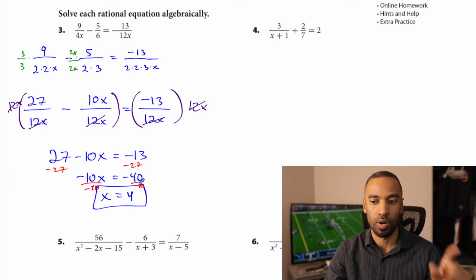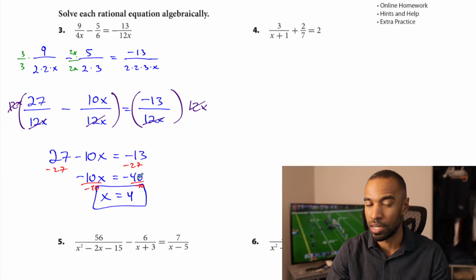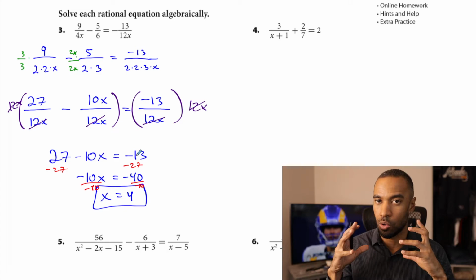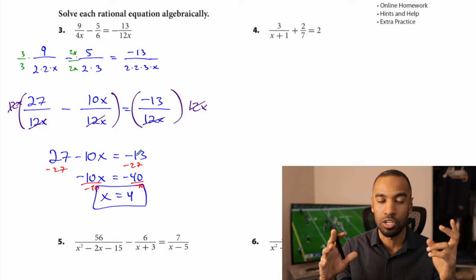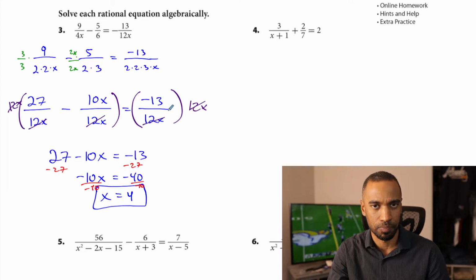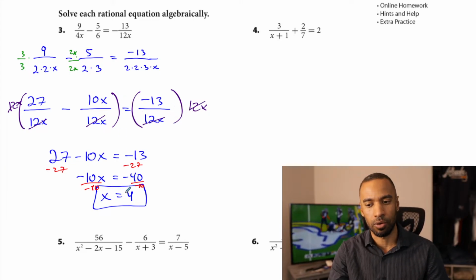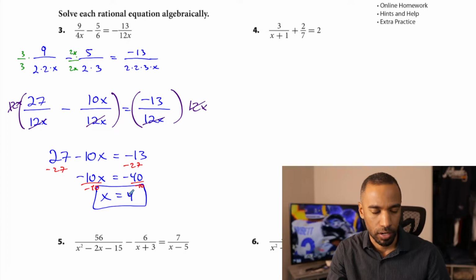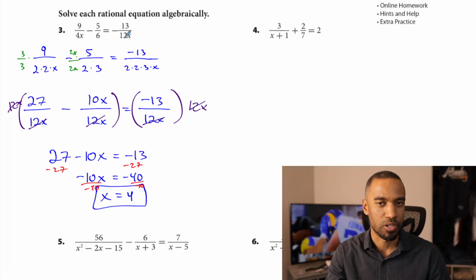I can do anything to one side of an equation as long as I do it to the other side, and it keeps balanced. In an expression, I can't do that. I've got to keep the new expression equivalent to my original expression. I can't just cancel out denominators in an expression. In an equation, I totally can. Likewise, I solved for x. 4 works because it doesn't have me divided by 0.